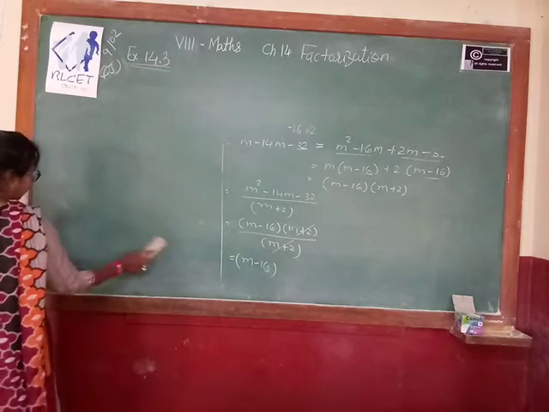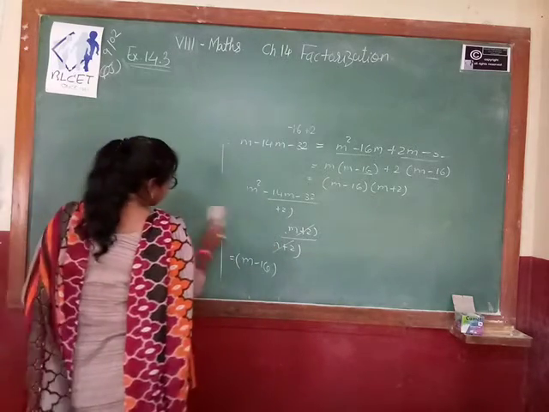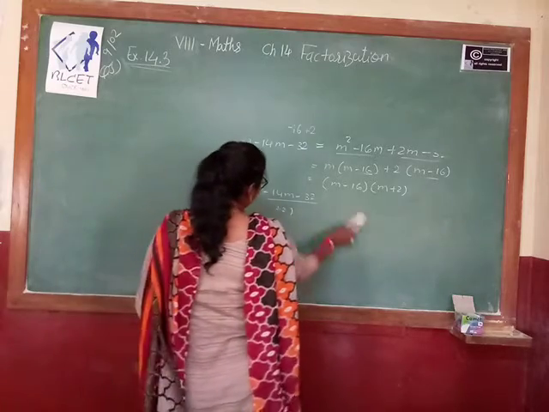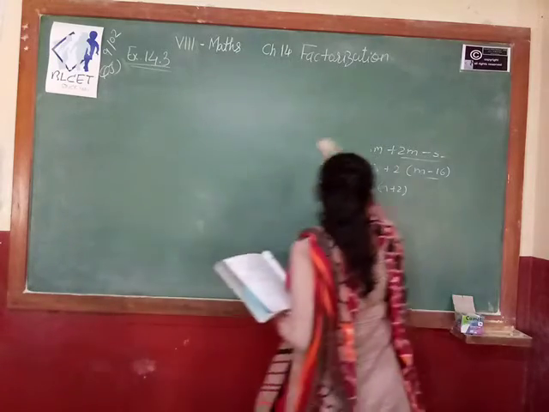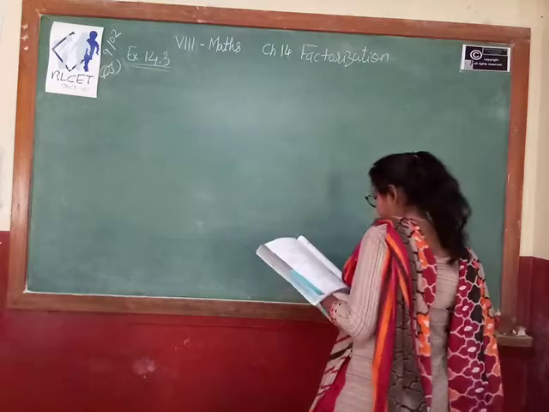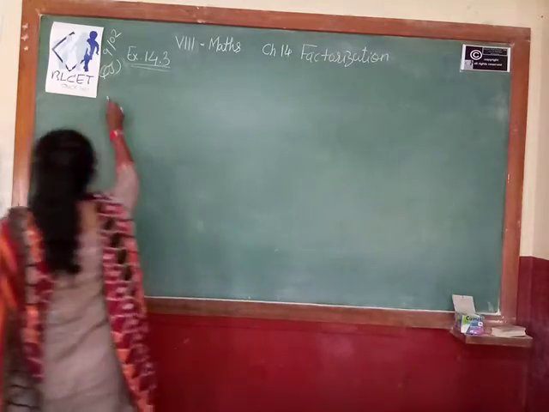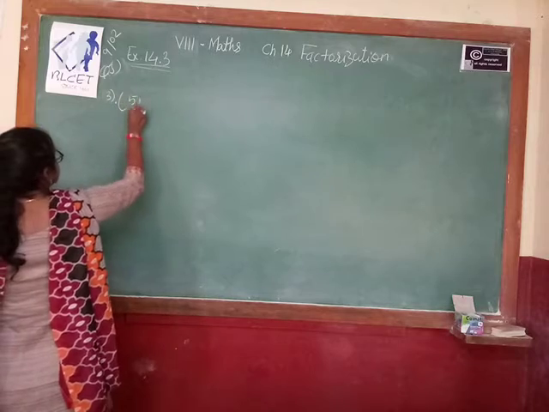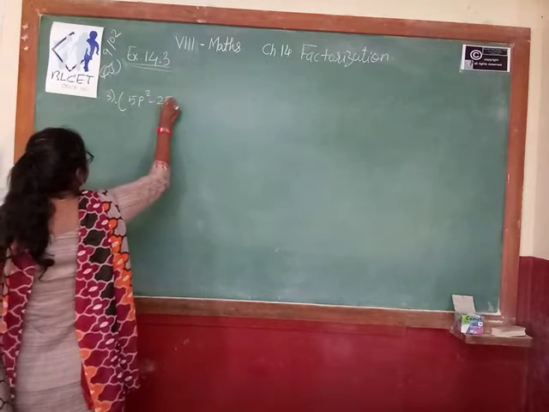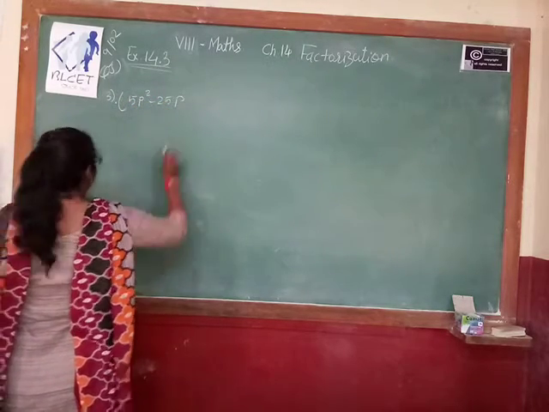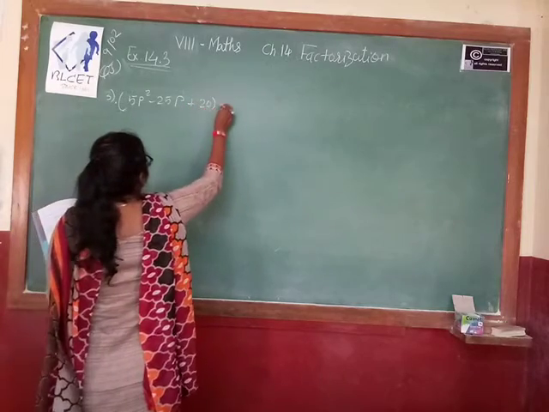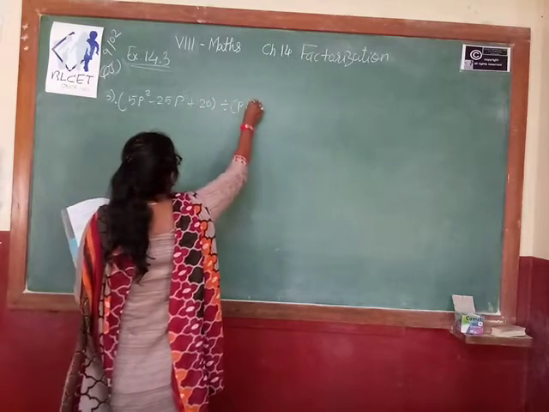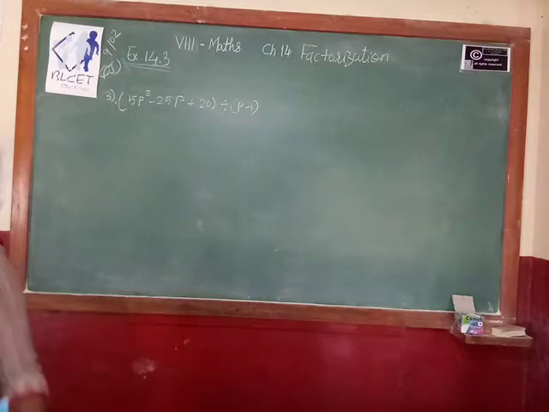You have to remember all the identities. Not only that, where and how to use them, that also you should know. Third question is 5p square minus 25p plus 20 whole divided by p minus 1. Let's see how to do this.